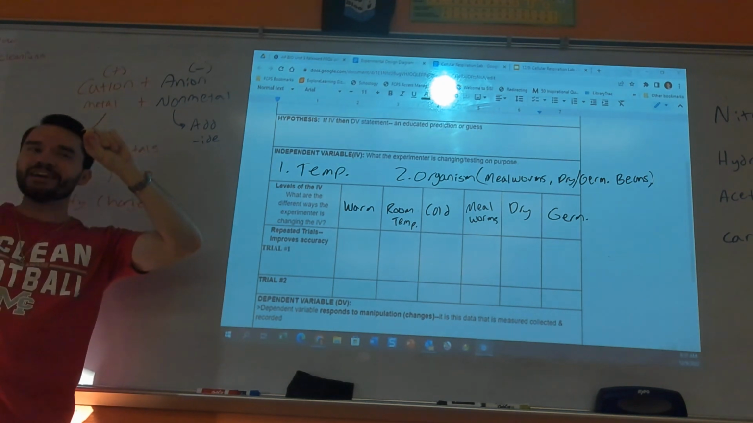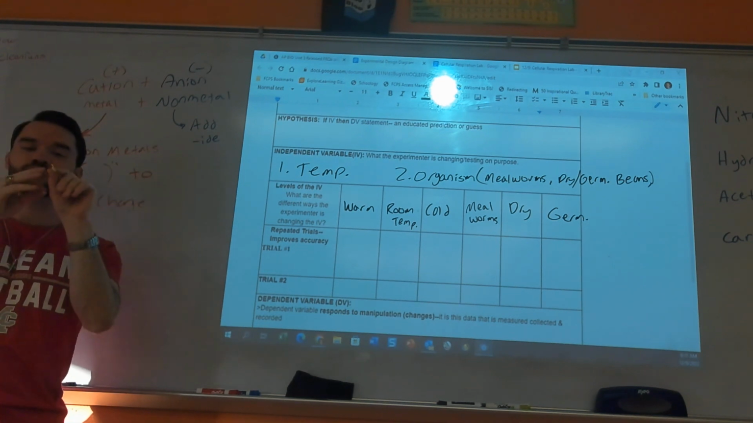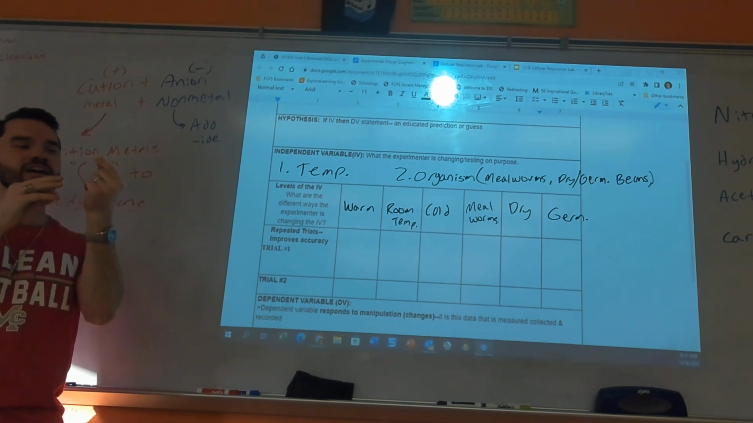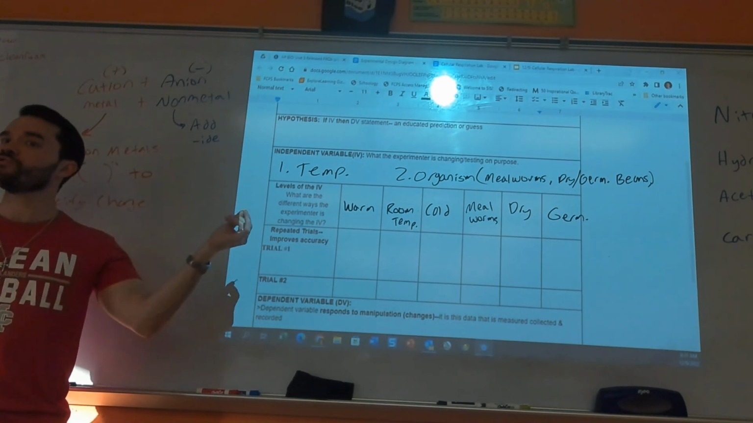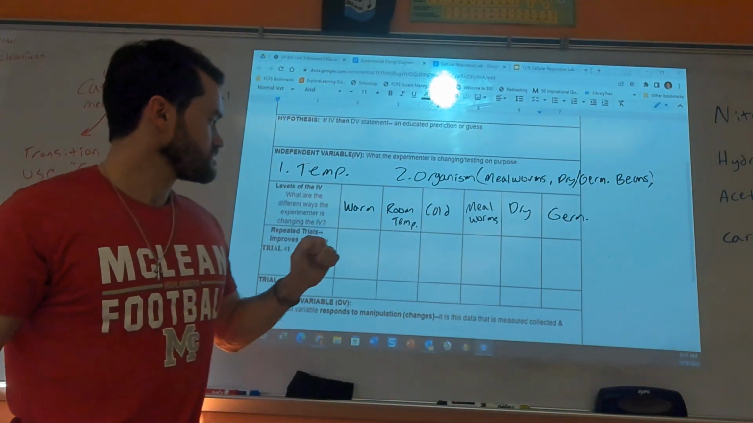So here's your dry bean, and germinating means the bean is starting to grow. It's breaking out of the shell here, and it's going to begin turning into a fully grown plant. So there you go. All right.